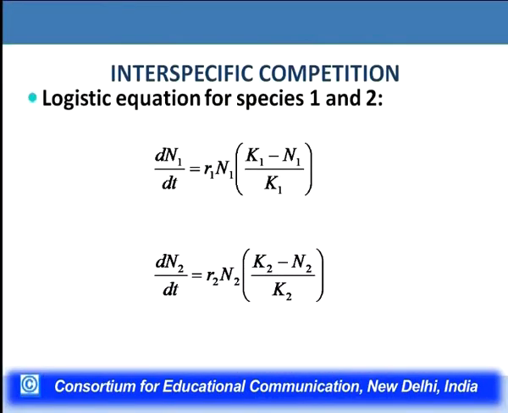So what happens in nature, if we talk of species 1, if we take male to be species 1 and female to be species 2, assuming, just for the sake of explanation, that they are different species, then dN1/dt, that is the rate of growth of species 1, will be r1 N1 (K1 minus N1)/K1, as I have already talked about in the logistic equation, and for species 2 it will be r2 N2 (K2 minus N2)/K2 when they are present separately.